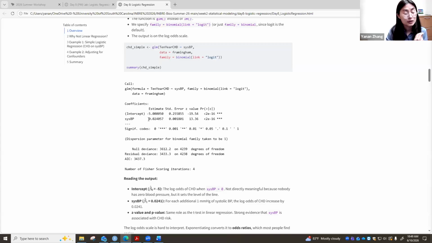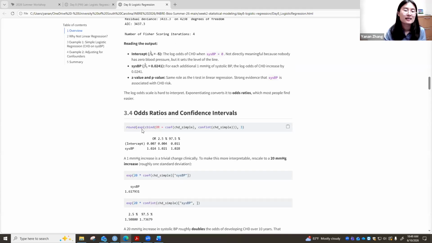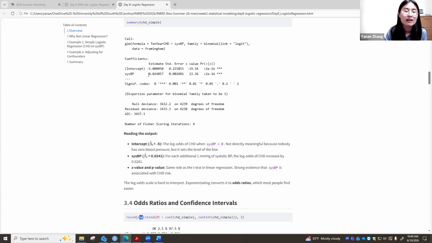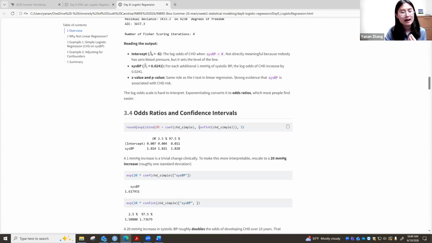But it's not intuitive, right? Log odds is not intuitive. So what we want to do next is calculate the odds ratio by just taking the exponential of this value. If you take the exponential of 0.024, we get the corresponding odds ratio. Similarly, we can get the confidence interval for the odds ratio. First, we get the confidence interval on the log odds scale, then take the exponential. So here is the outcome.